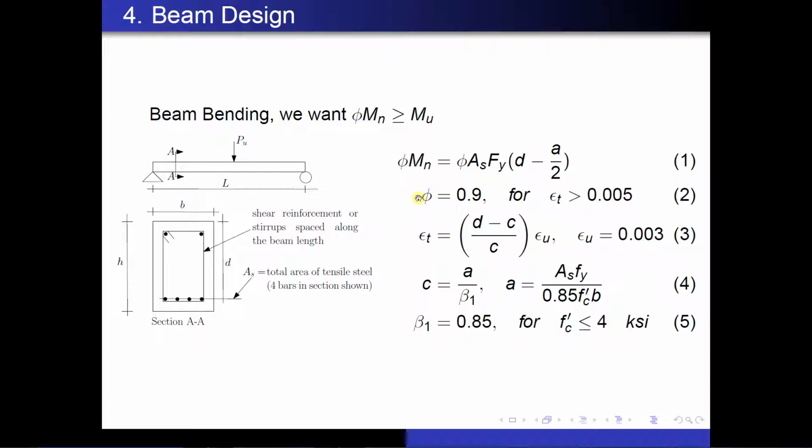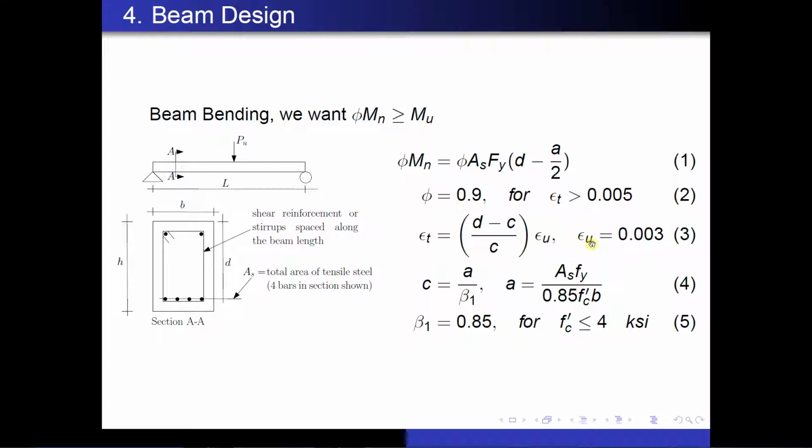For instance, we have phi, and it is going to be equal to 0.9. And it will be equal to 0.9 when the strain in the tensile steel down at the bottom of the beam is greater than 0.005. Now you can establish what the value of epsilon sub t is by using this formula here. It is d minus c over c times epsilon sub u.